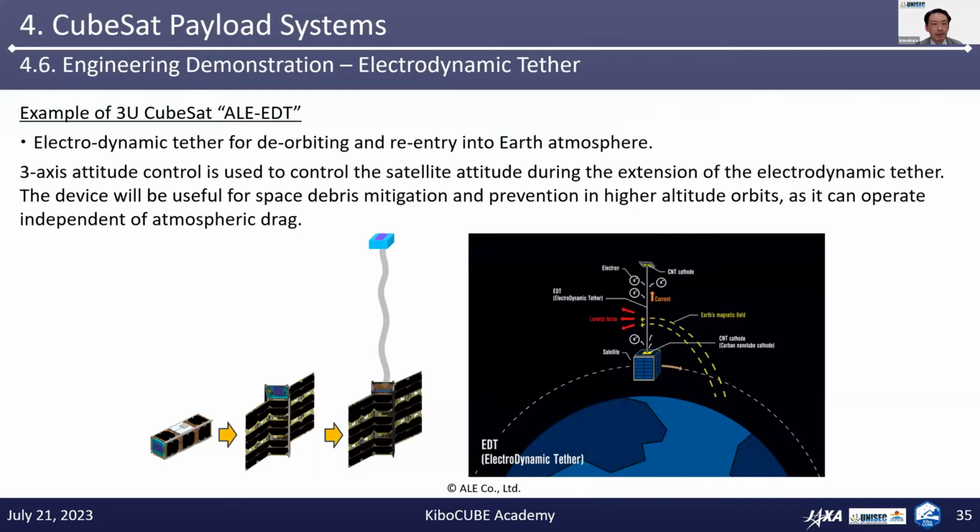The last example is the electrodynamic tether. So this is the 3U CubeSat Air EDT. The payload is an electrodynamic tether for the deorbiting and re-entry into Earth's atmosphere. A 3-axis attitude control is used to control the satellite attitude during the extension of the electrodynamic tether. The device will be useful for space debris mitigation and prevention in higher altitude orbits, as it can operate independent of atmospheric drag.